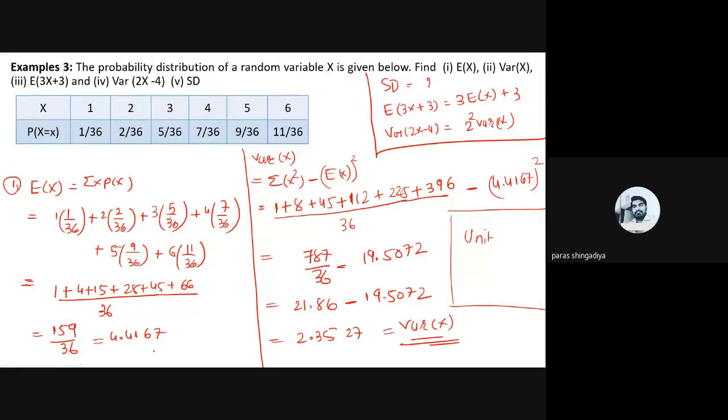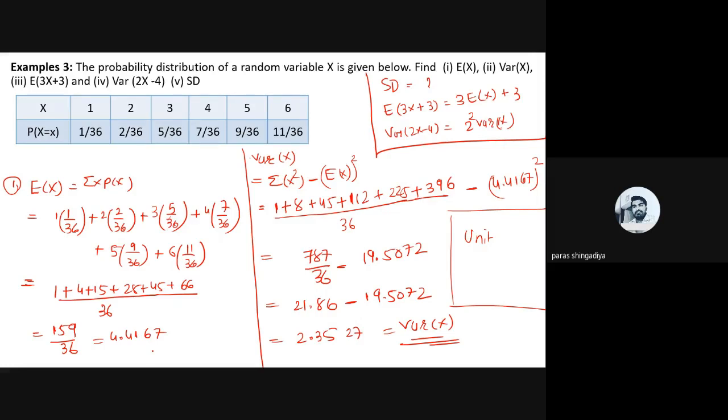Now check the decimal form of that one. 159 divided by 36 gives 4.4167. And now the second part is the variance.